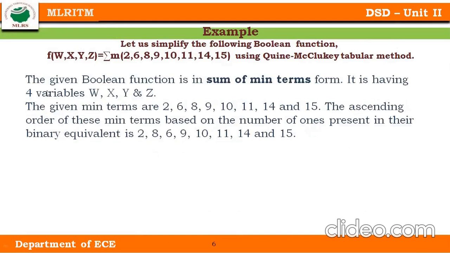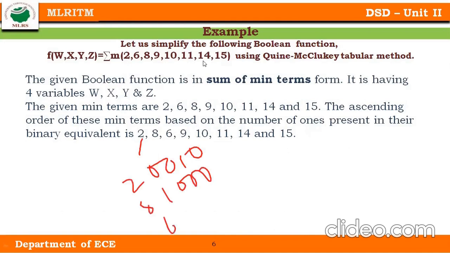So the given boolean function is the sum of minterms having the 4 variables w, x, y, z, and the given minterms are these, and arranging those in ascending order I got 2, 8, 6, 9, 10, 11. How we got this is based on the number of ones. In the binary value of 2, how many ones are there? 0 0 1 0, one. 8 is 1 0 0 0. So this is 2 and 8.